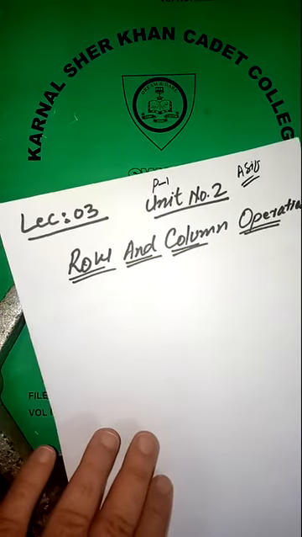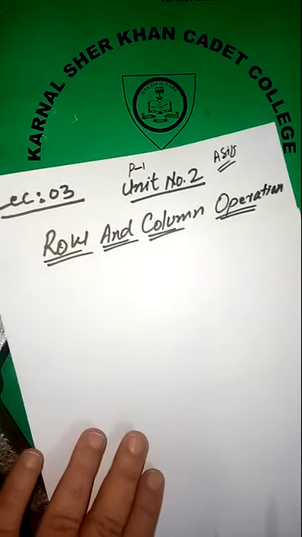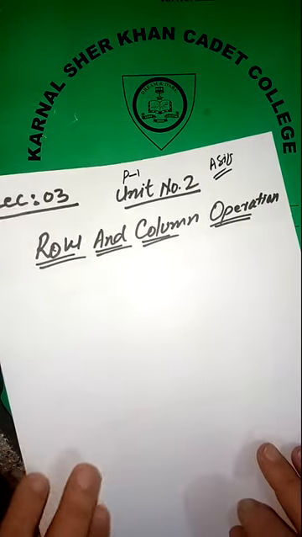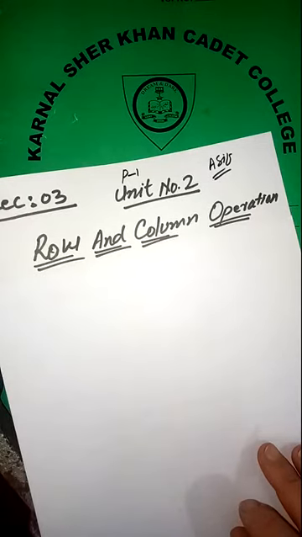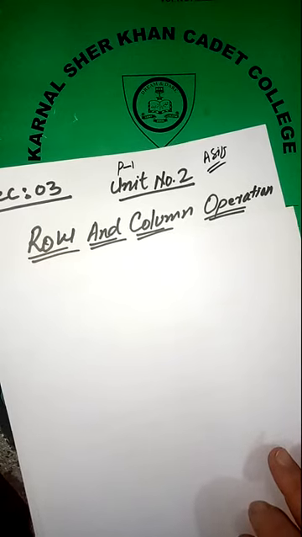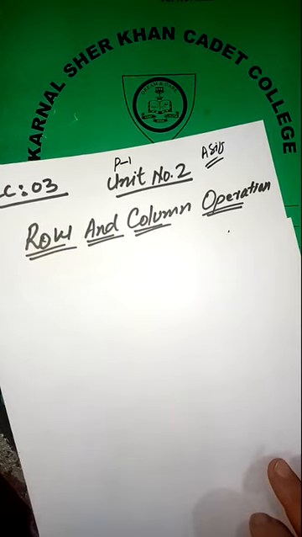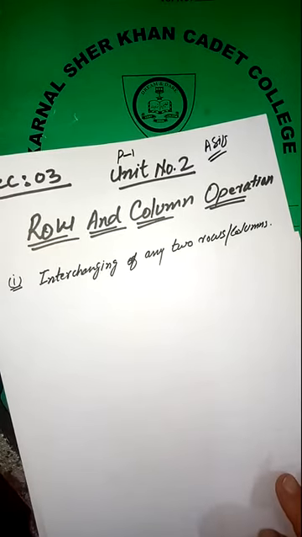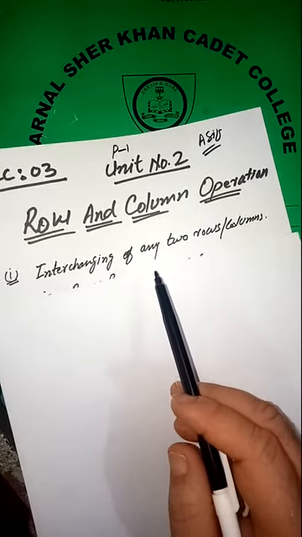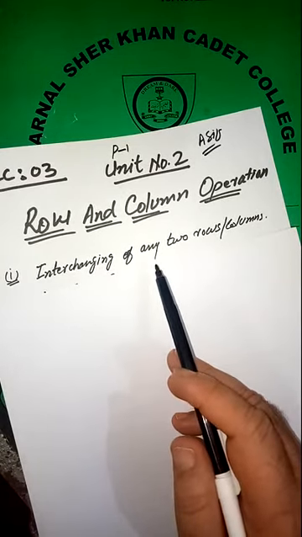This is lecture number 3, unit number 2, row and column operations. This is also called elementary row or column operation as well. There are 6 types of operation which can be made in a matrix, 3 with respect to row and 3 with respect to column. The first one is interchanging of any 2 rows or columns.